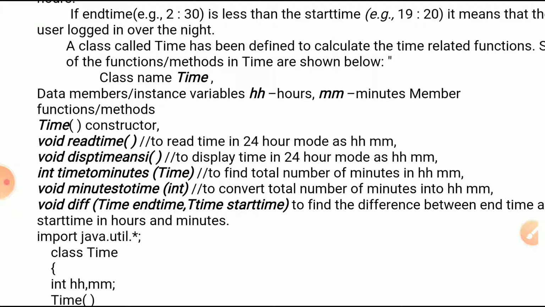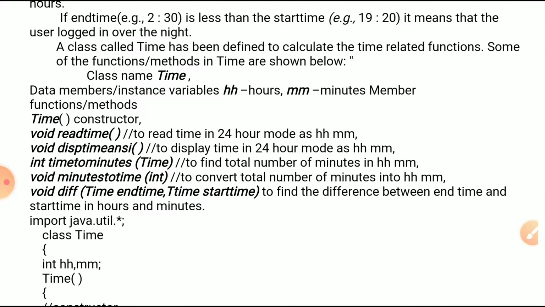So in this function, in the brackets, a Time is given. It means this function is going to receive an object of the class Time and convert that particular time into minutes. Then minutesToTime is receiving an integer. That integer is the total number of minutes, and those minutes are to be converted back into hours and minutes format. Then there is a function difference which is going to find the difference between the start time and the end time, or we can say the total login time, the total time he used the system.